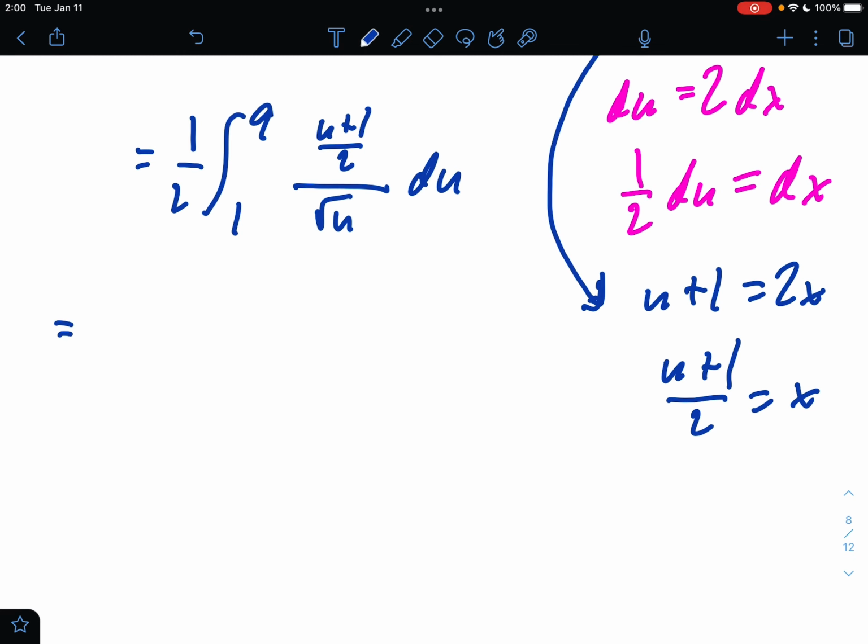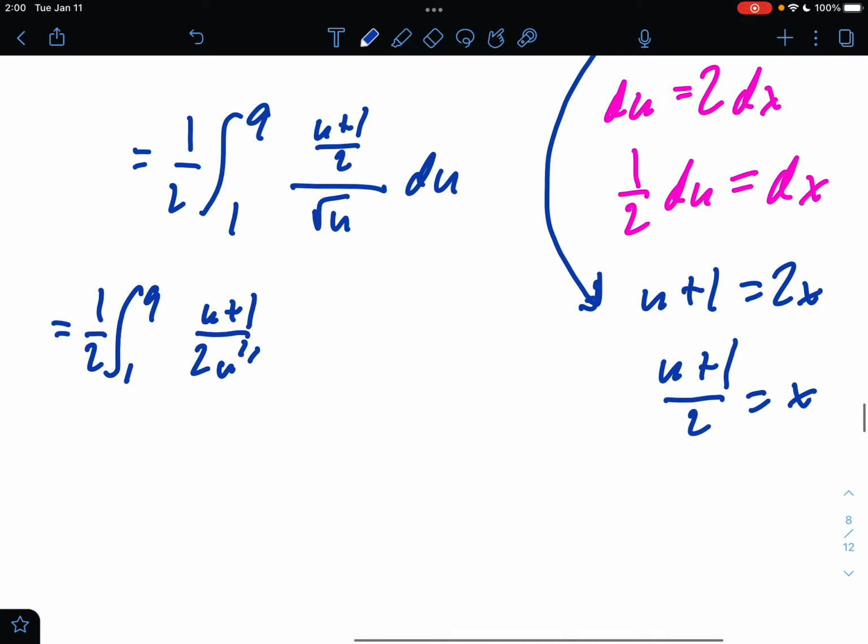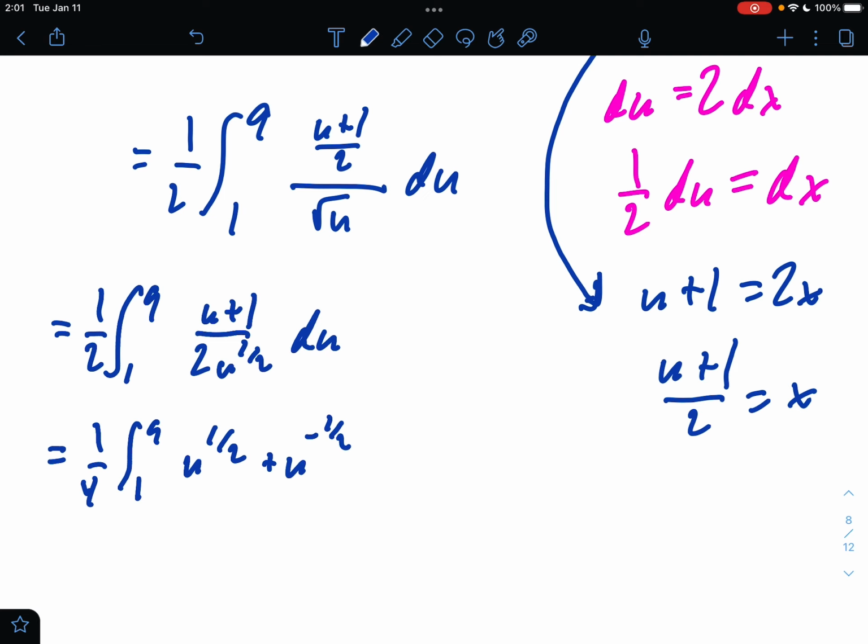So let's do some simplifying here. We get 1/2 from 1 to 9 of u plus 1 over 2 root u. Actually, I'm going to change that to 2u to the 1/2 du. And if we split this, which is going to make this much easier to do, I'm going to also take this 2 out in front to make this 1/4. So u over u to the 1/2 would be u to the 1/2, and then 1 over u to the 1/2 would be u to the negative 1/2 du.